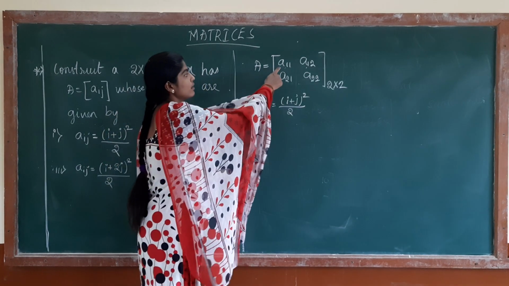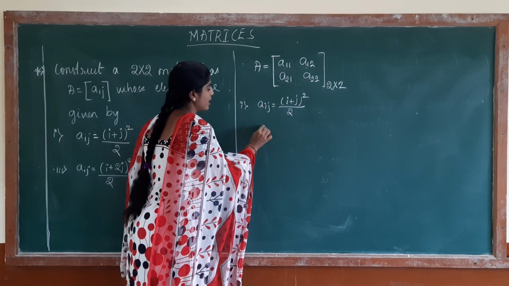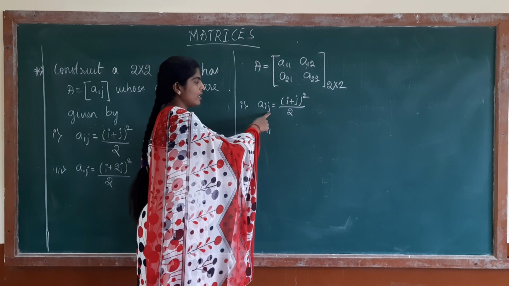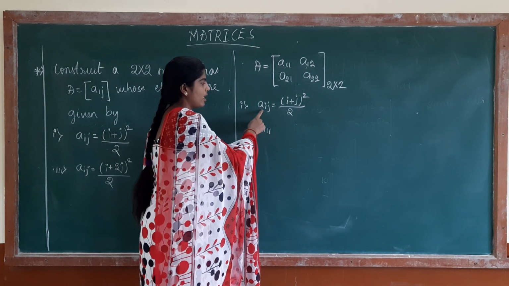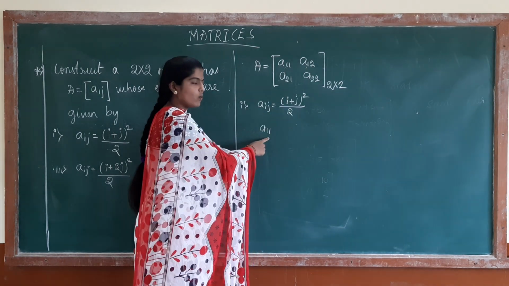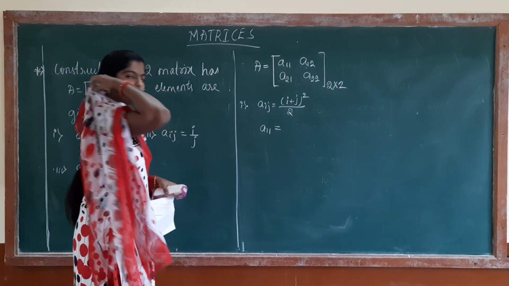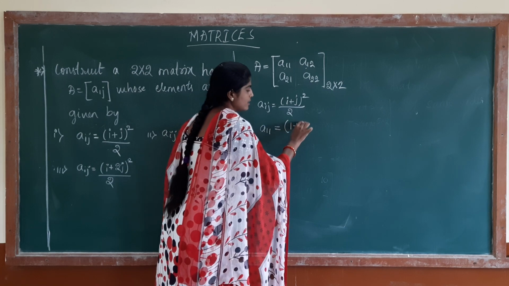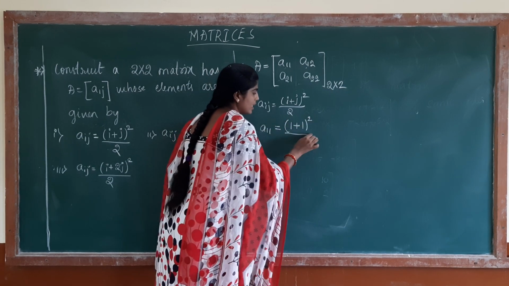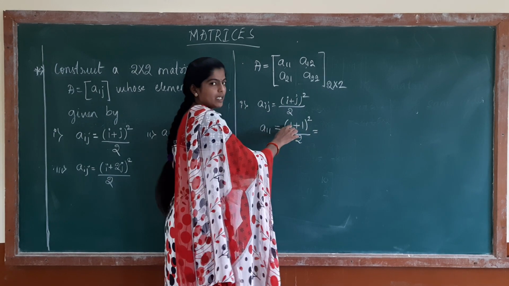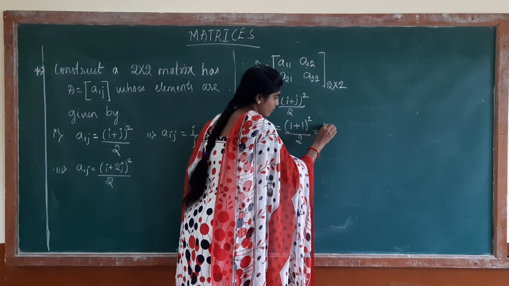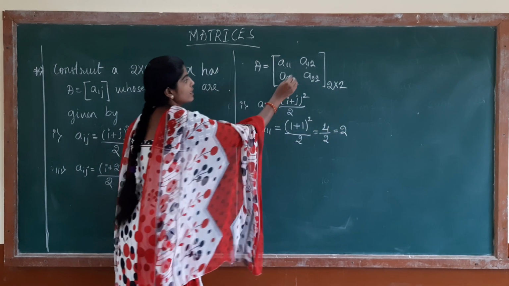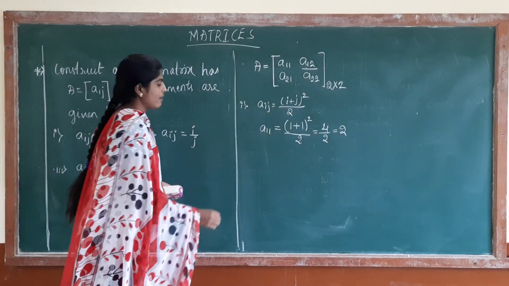So we require A11. If you take A11, it means in the place of I we have to take 1, and in the place of j we have to take 1. The I value is 1 and the j value is 1. So if we substitute those values in this equation, A11 equal to 1 plus 1 whole square divided by 2. 1 plus 1 means 2, 2 square is 4, 4 by 2, and its answer is 2. So next we have to take the element A12.